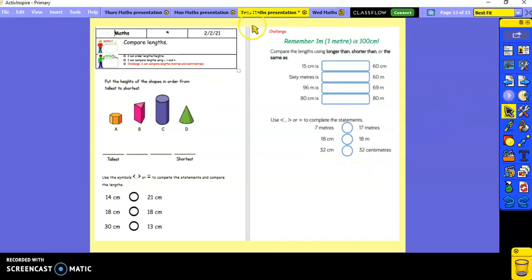And if you are doing the 1-star sheet, the easier sheet, then you have got some shapes here and you need to put them into order from the tallest to the shortest. Then you have got some centimetre measurements here and you need to put your less than, greater than or equal to sign. And then you've got the challenge to do here, which is the same as what the other group are going to be starting their work with.